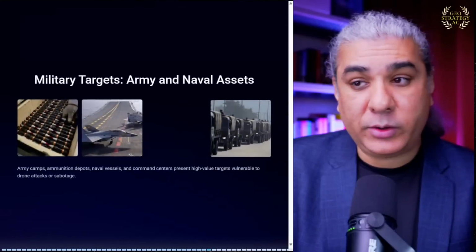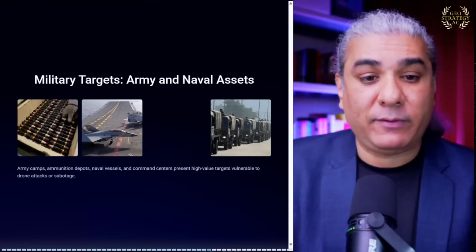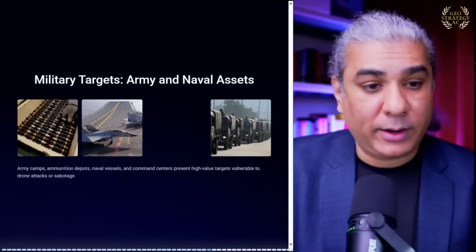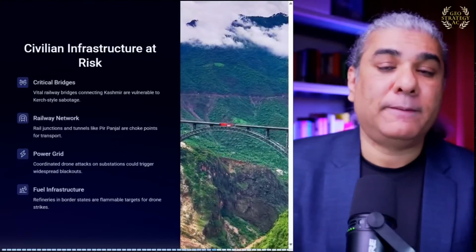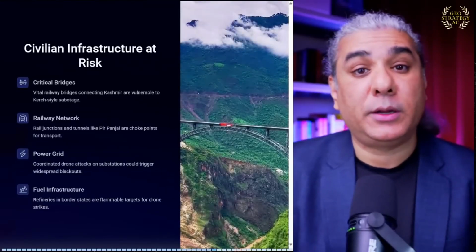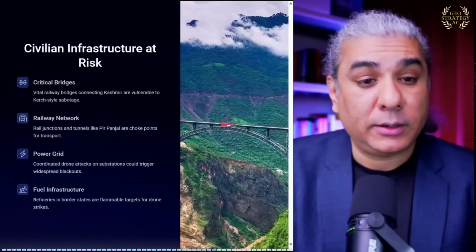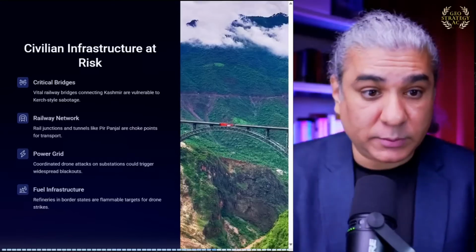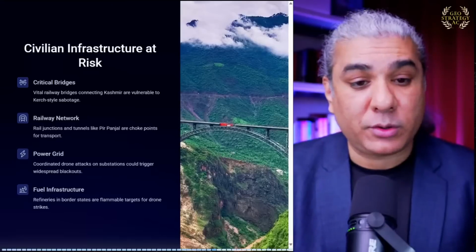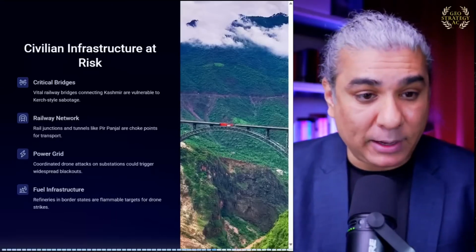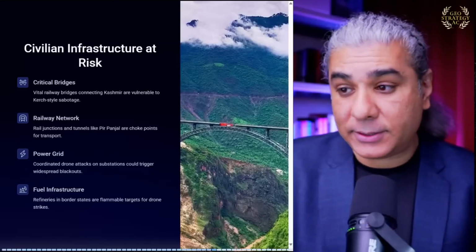And then what are the military targets? Army bases, naval bases, army camps, ammunition depots, naval vessels, command centers, all vulnerable to drone attacks, sabotage. Then civilian infrastructure, vital railway bridges connecting Kashmir are vulnerable to Kerch Bridge style sabotage. Rail junctions and tunnels like the Pir Panjal are choke points for transport. Then coordinated drone attacks, sending a swarm of drones to target a substation. This could trigger widespread blackouts. Then refineries in border states are flammable targets for drone strikes, right?